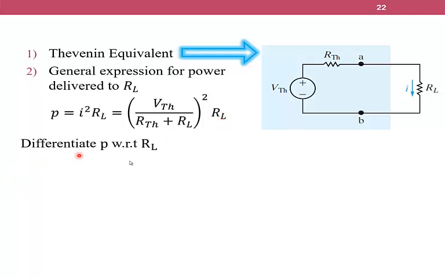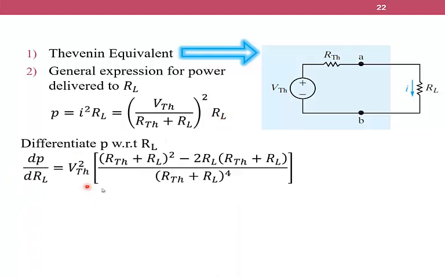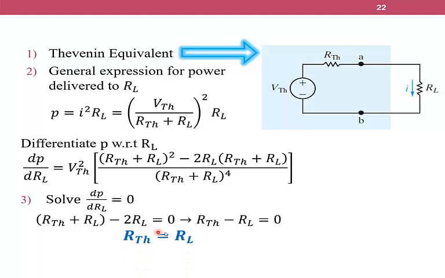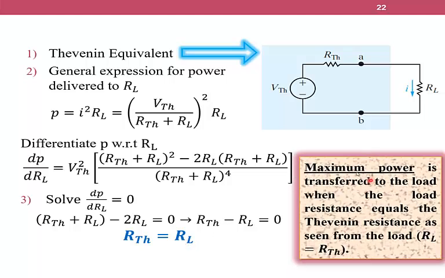After that, we are going to differentiate with respect to RL. So we have ended up with this equation. We are going to solve this equation by equating it to 0. So we have reached now R Thevenin equal to R load, which is an interesting finding. So we will get the maximum power transferred to the load when the load resistance equals the R Thevenin, as we have seen from this. So in order to get maximum power in the circuit, you are going to equate RL with R Thevenin.